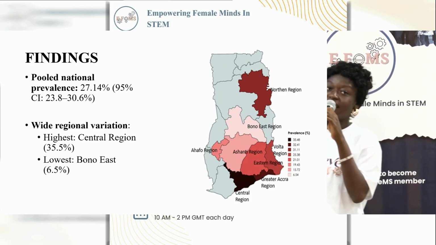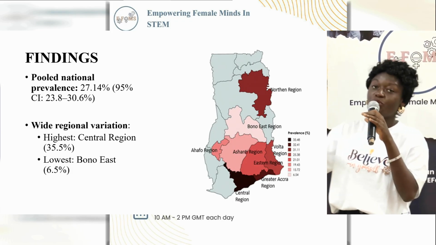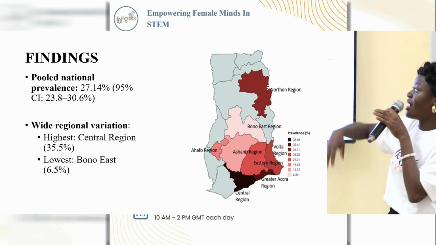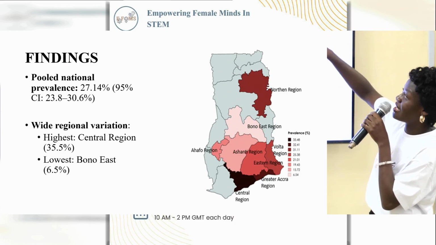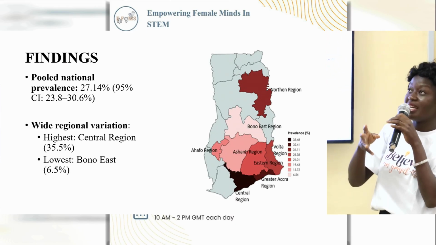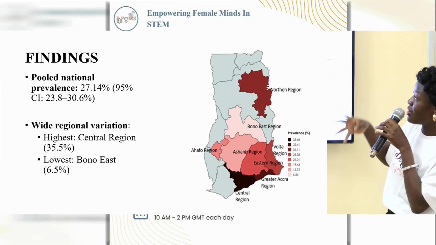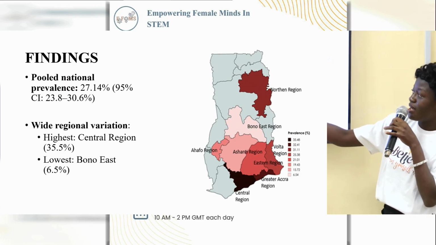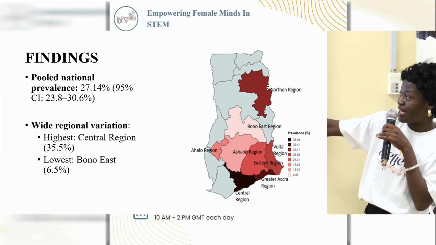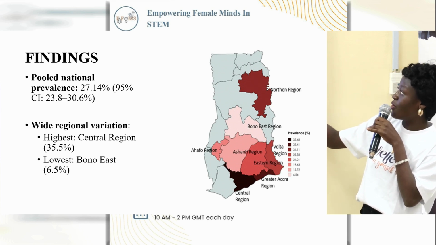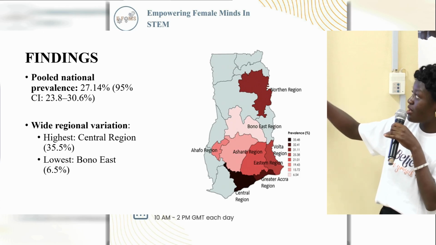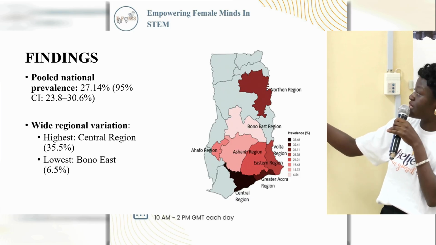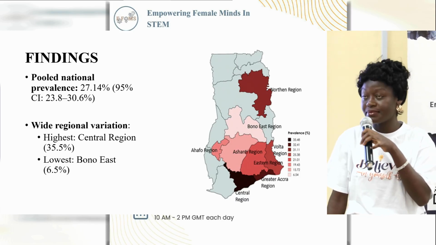I also looked at the regional variation, that is the pooled prevalence for each region. As you can see here, this is the Ghana map, and from the 48 papers, 8 regions had papers reported on UTI. The Central region, which has the deepest color here, had the highest prevalence of 35.48%, while the lowest was the Bono East region, with a pooled prevalence of 6.54%.